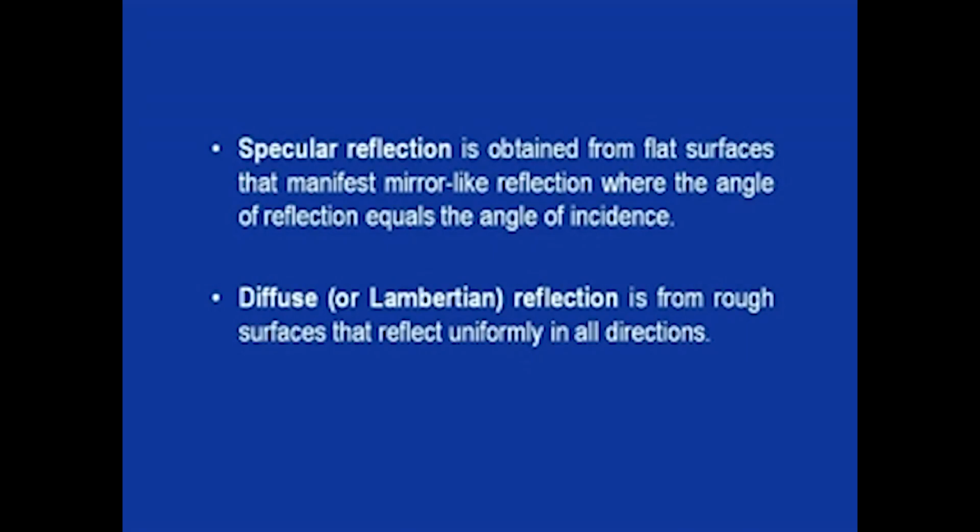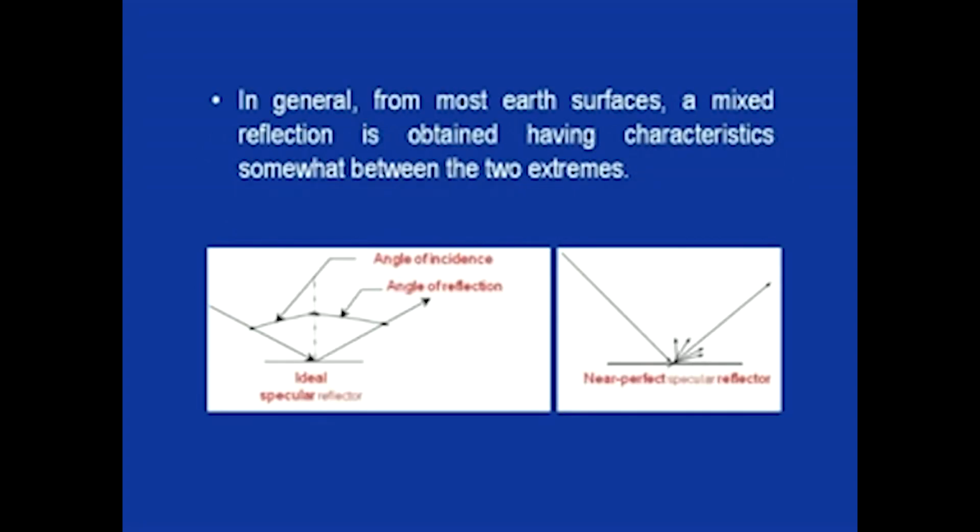Based on this, we can have two types of reflection. One is specular reflection, which is obtained from flat surfaces like mirror-like reflections, where the angle of reflection is equal to the angle of incidence. The second type of reflection could be diffuse or Lambertian reflection and is from rough surfaces that reflect uniformly in all directions. In general, most earth features or surfaces have a mixed reflection, having characteristics somewhat between the two extremes.